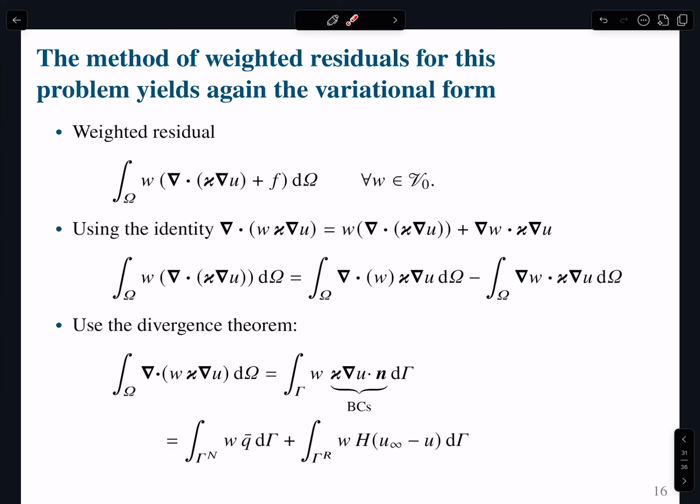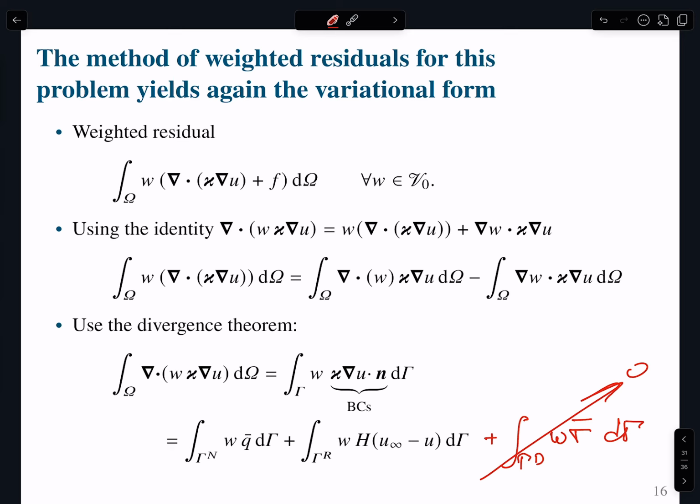So if you notice, the divergence theorem transforms an integral over the entire domain to an integral over the entire boundary, but it's the entire boundary, right? And my boundary again is split into different parts. You have the Neumann part of the boundary, you have the Robin part of the boundary, and I could again write here my Dirichlet part of the boundary. That is going to be something like this, right? But again, this term goes away simply because I choose those test functions to be 0 there.